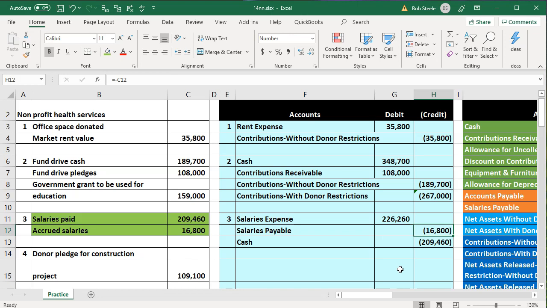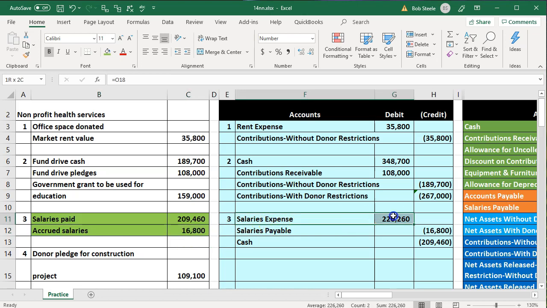You could think about this in 2 separate journal entries as well. You could think if we pay the salaries, you would debit the salaries expense and credit the cash, the 209,460, and then you could think about this as an adjusting entry to record the work that workers have done but have not yet been paid for as a debit to salaries expense again for the 16,800 and a credit to the salaries payable. So we've combined those here in this transaction.